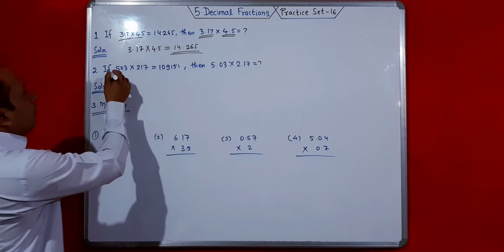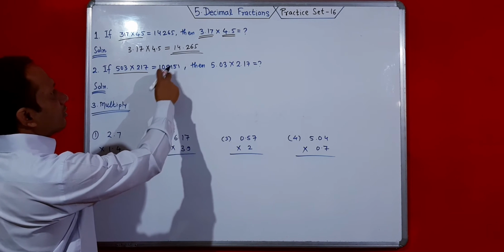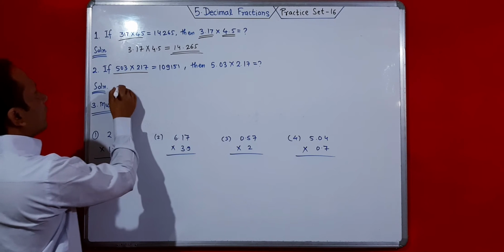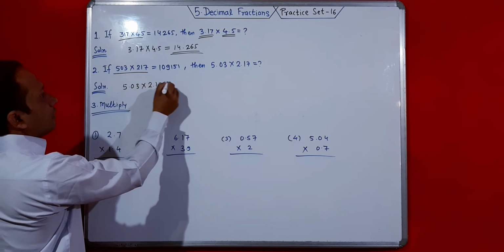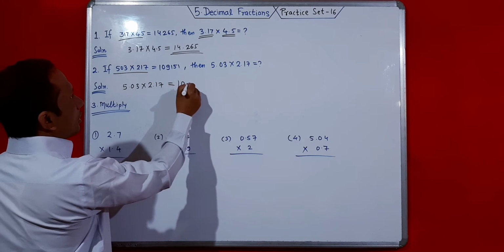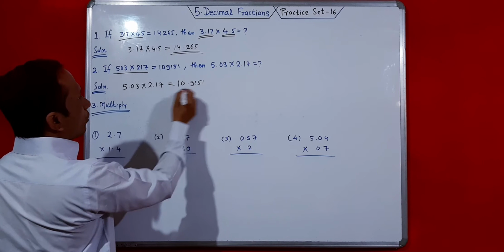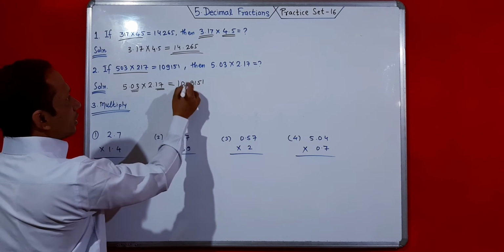Now 503 into 217, 1,09,151. Then 5.03 into 2.17. The digits are the same, so the answer will be the same. So this is 10.9151, because I have to just place 4 digits and then put the point.